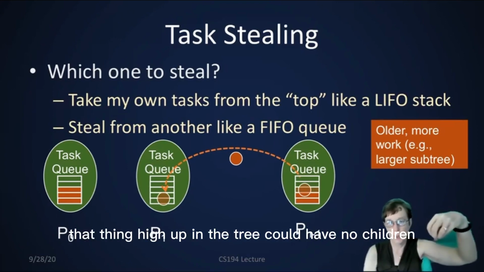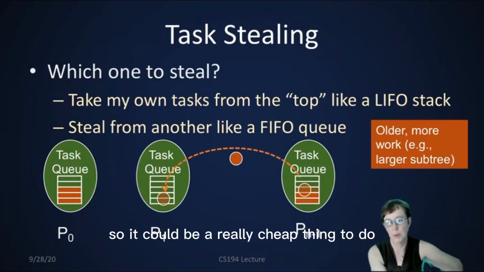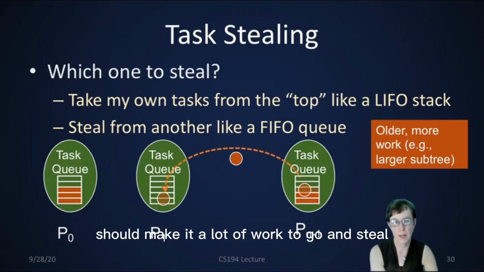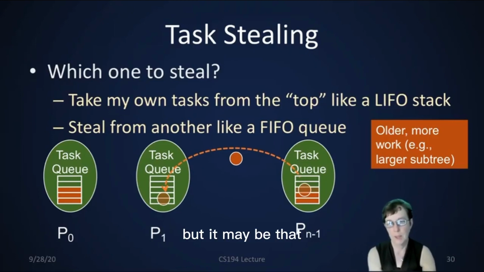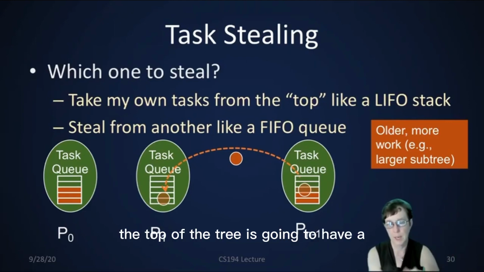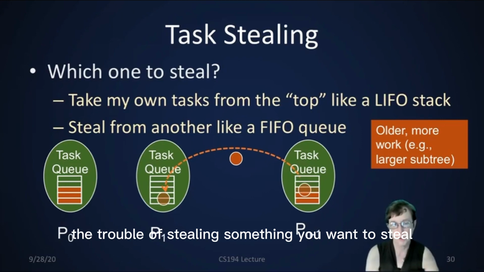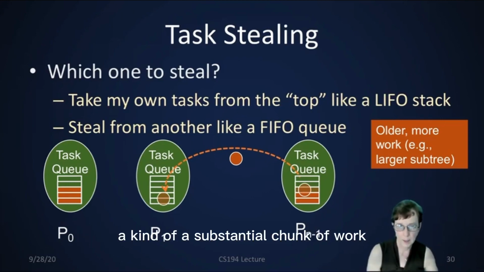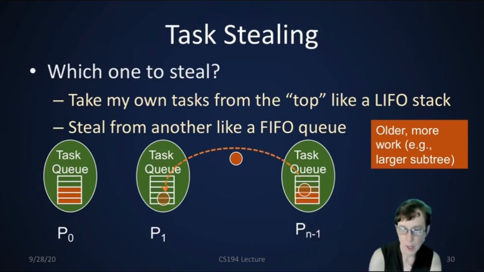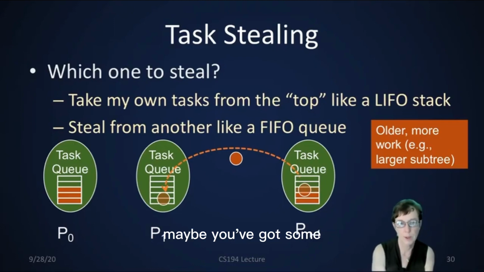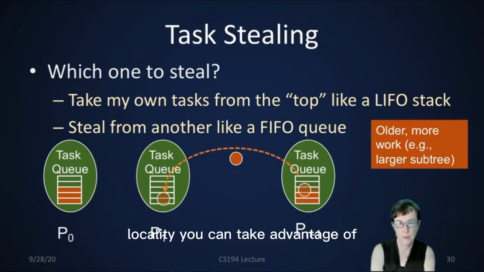Now that thing high up in the tree could have no children, so it could be a really cheap thing to do, which would make it not worth the trouble to steal, but it's more likely that something near the top of the tree is going to have a bunch of sub-children. Therefore, if you're going to go to the trouble of stealing something, you want to steal a substantial chunk of work. Again, because then once you get it locally, maybe you've got some locality you can take advantage of.